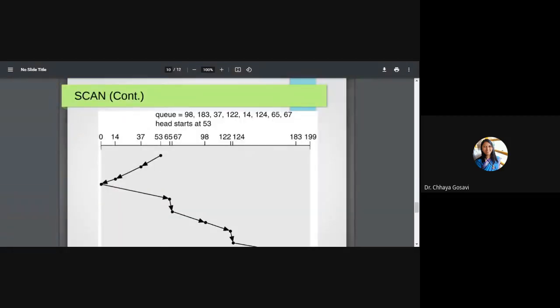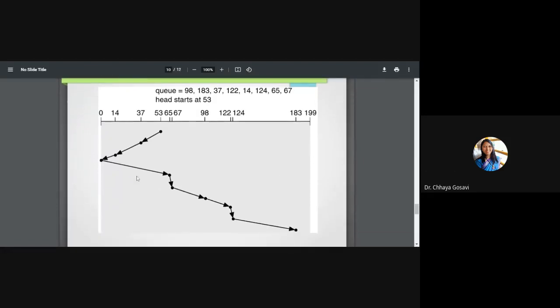In this algorithm, from 53 it has moved to 37, then 14, and from 14 there is no other request to the left-hand side, but still the head will move towards 0, and from 0 it will come back, and while coming back it will serve 65, 67, then 98, 122, and 183. So are you getting it? SCAN will start from one end, move towards the other end, reach the leftmost or rightmost end, and then change direction and serve the requests while coming back.